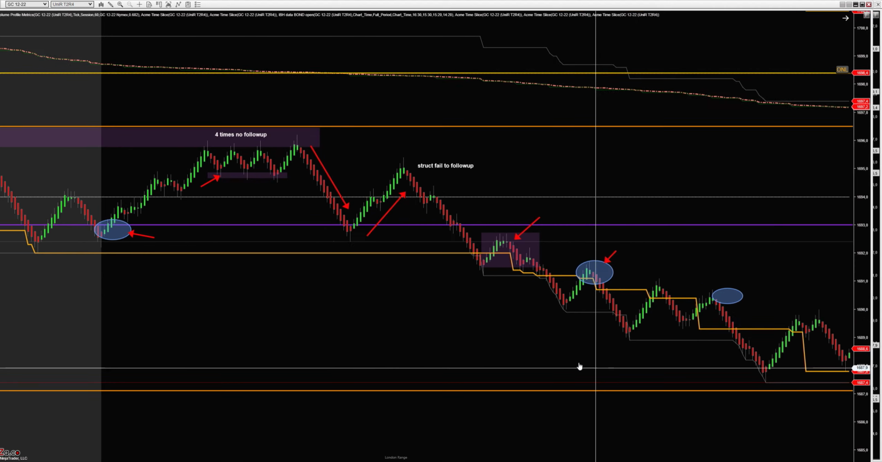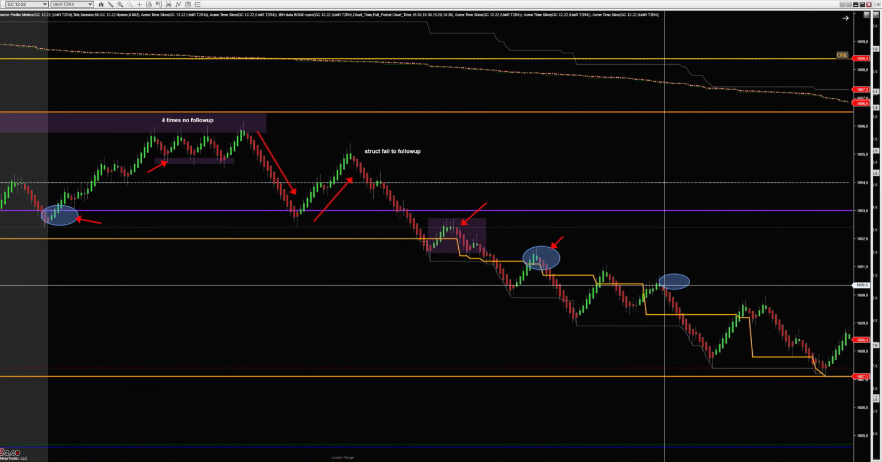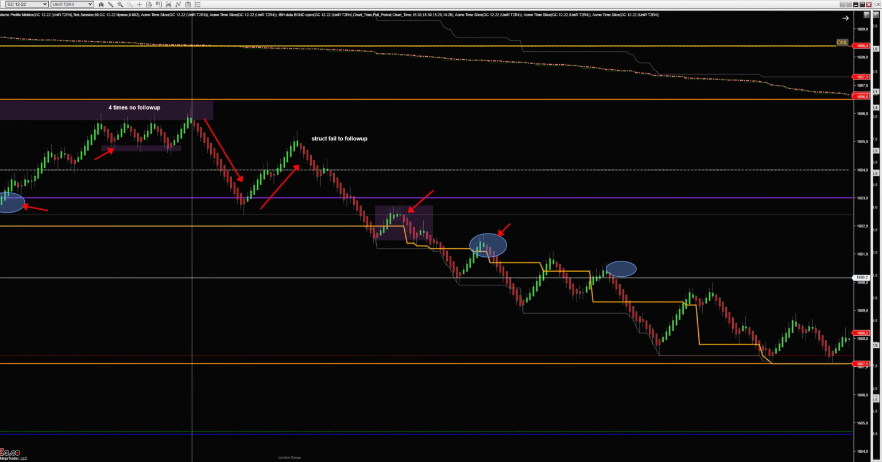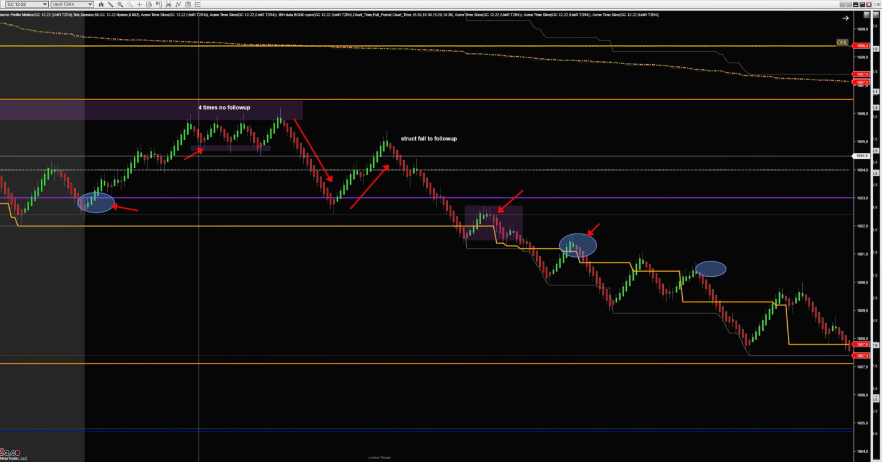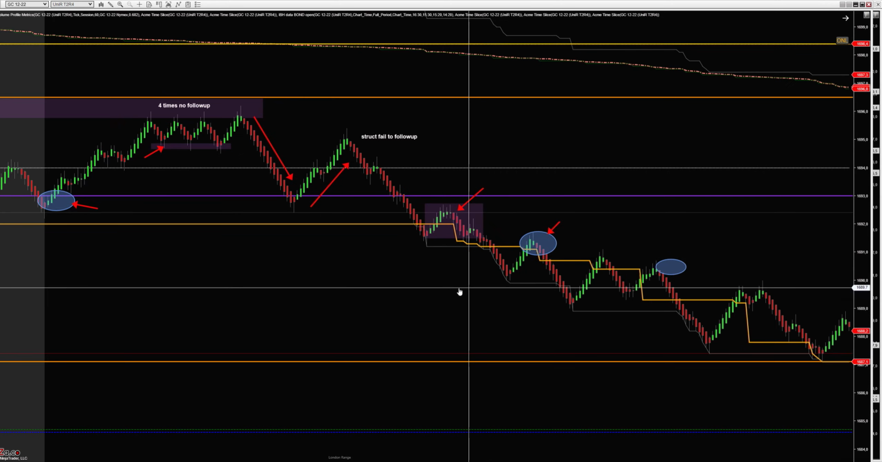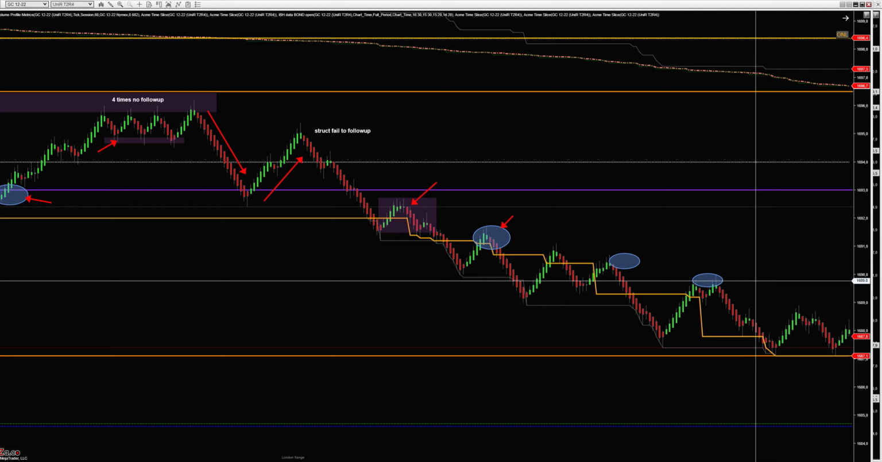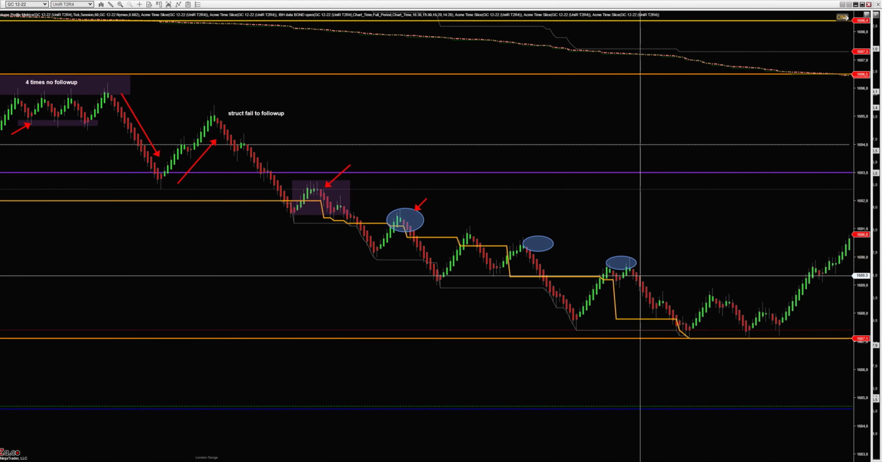Retest, pullback here, another short. And then I had 3 trades, 3 winning trades on gold. So I didn't even take this one because these were also very interesting. Nice double top, pushing down again.